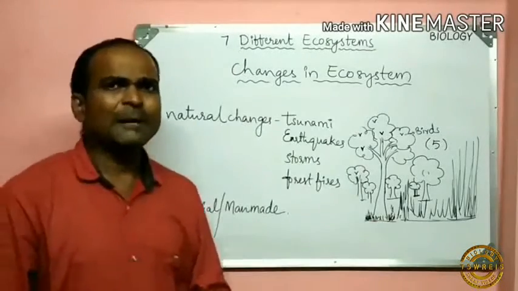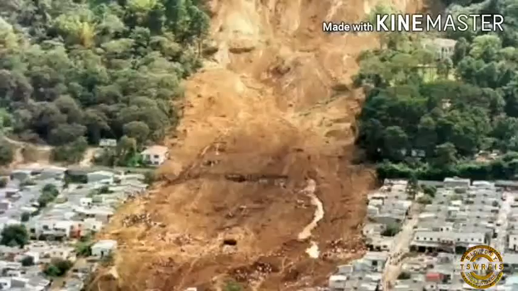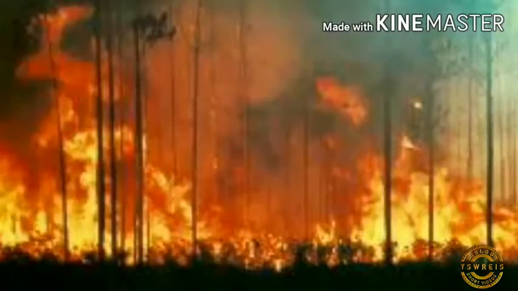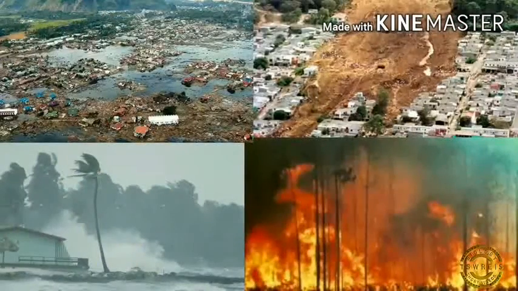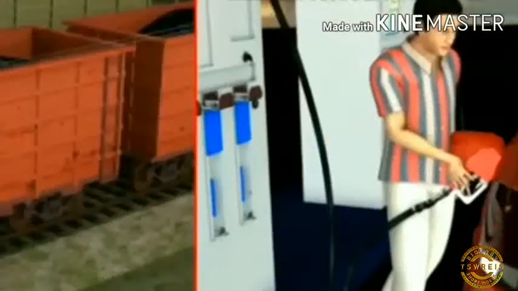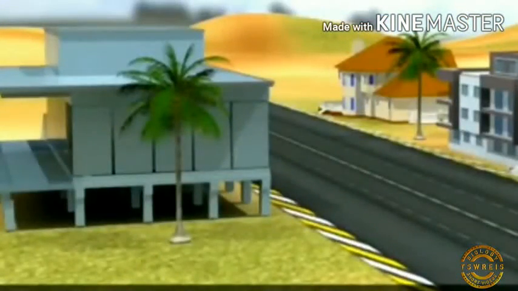Sometimes ecosystems change naturally by tsunamis, earthquakes, storms and forest fires. By this, the ecosystem changes very quickly. Also, sometimes the ecosystem may be changed by man-made causes: more usage of non-renewable resources, overfishing, deforestation, construction of buildings by replacing trees.